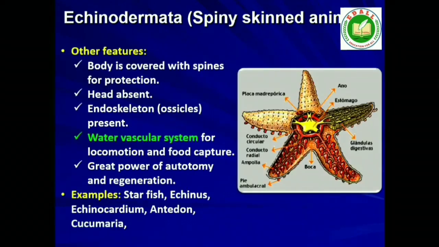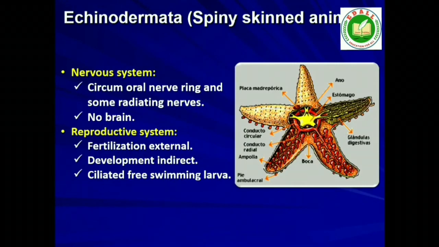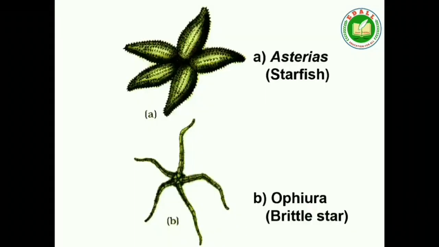The most distinctive feature of echinoderms is the presence of water vascular system which helps in locomotion, capture and transport of food and respiration. An excretory system is absent. Sexes are separate. Reproduction is sexual. Fertilization is usually external. Development is indirect with free-swimming larvae. Examples: Asterias, also called starfish, Echinus, also called sea urchin, Antedon, also called sea lily, Cucumaria, also called sea cucumber, and Ophiura, also called brittle star.